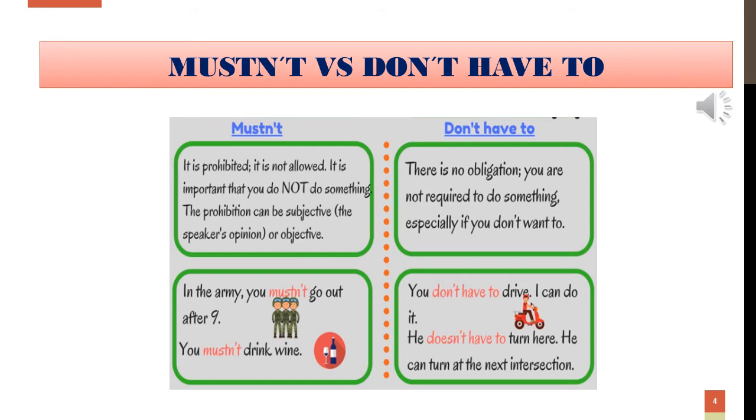Sin embargo, en mustn't es algo que no debes hacer, que está prohibido hacerlo. This is the difference between them.